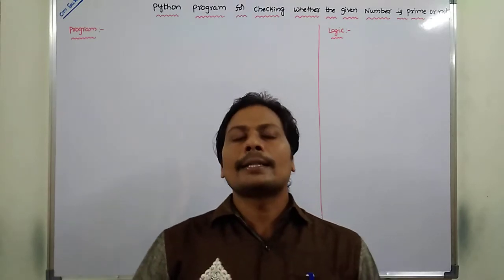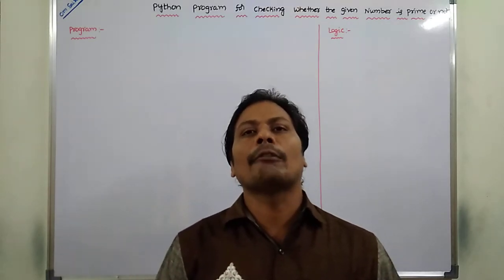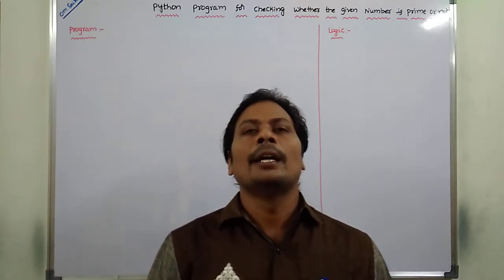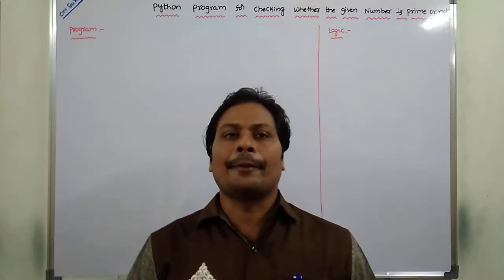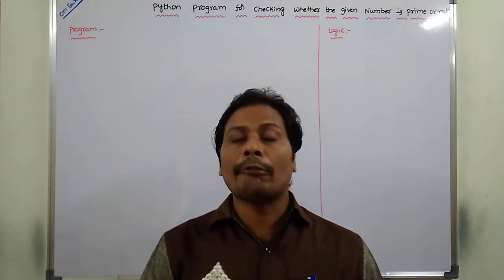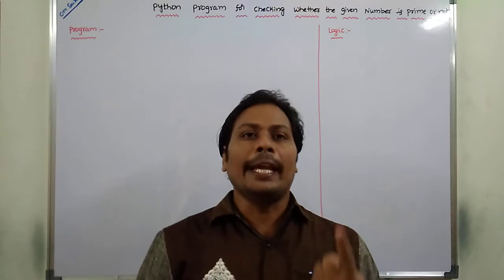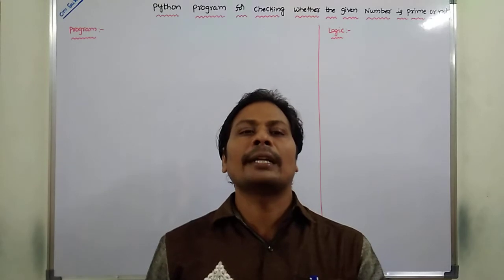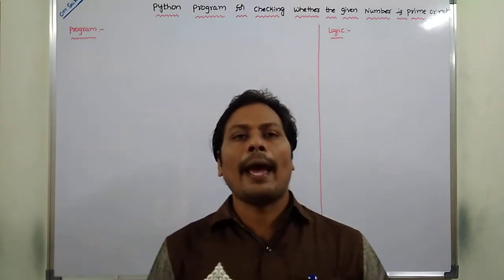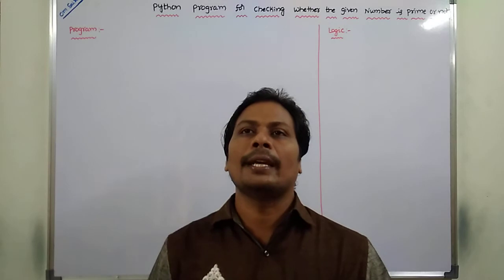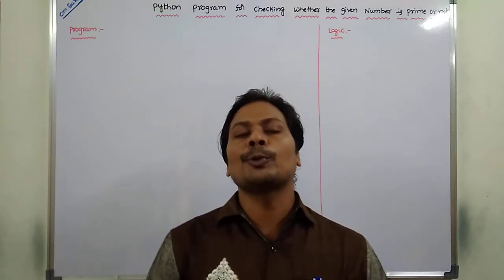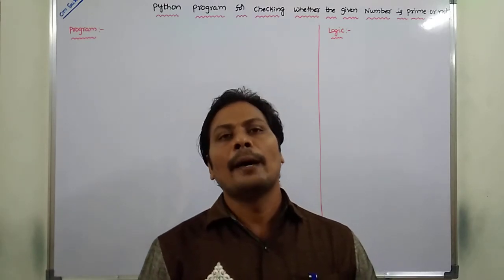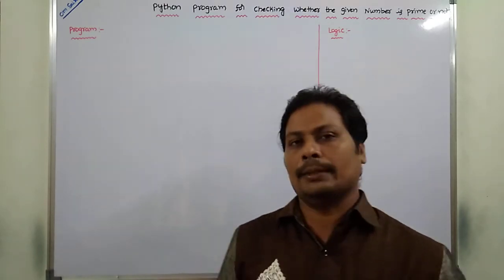For example, 7 is a prime number. What are the divisors of 7? Only 1 and 7. I am taking another number, 5. What are the divisors of 5? 1 and 5. Any number that has the divisors 1 and the same number is called a prime number. Now we go for how to write the Python program for checking whether the given number is prime or not.